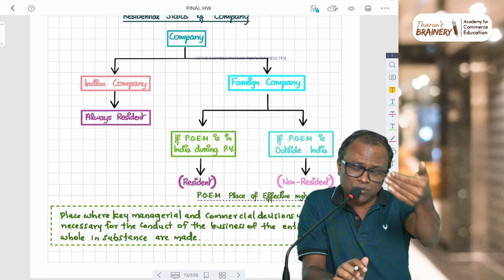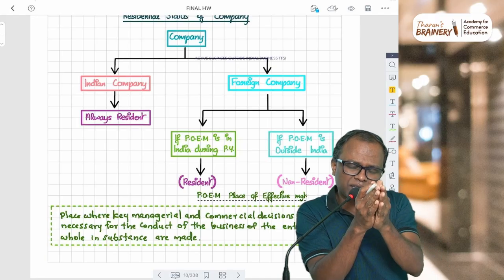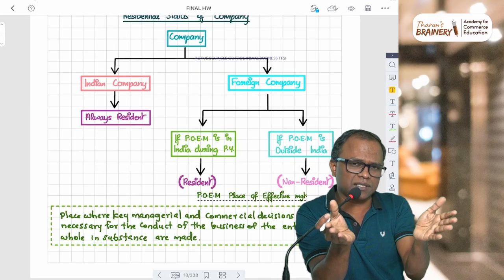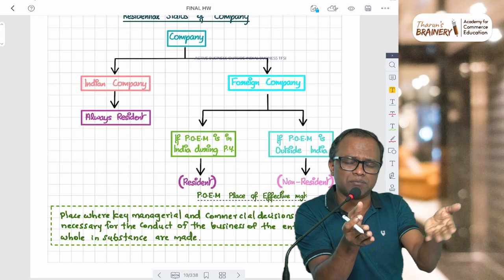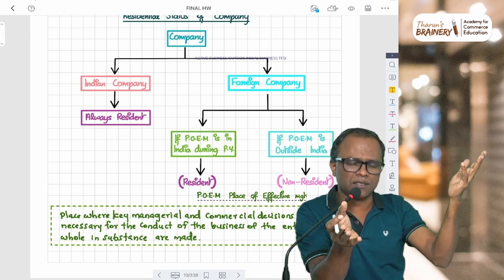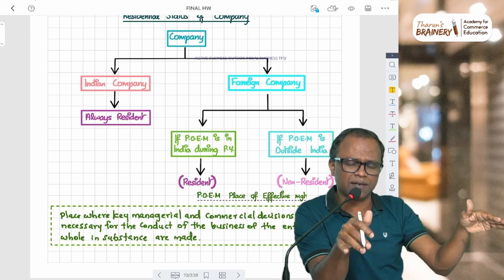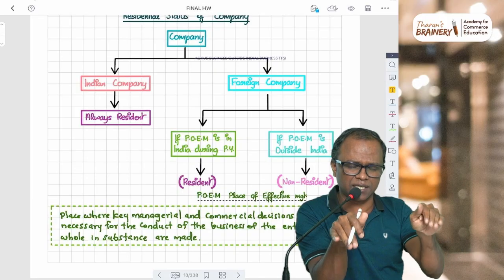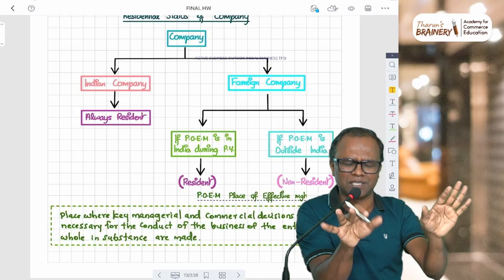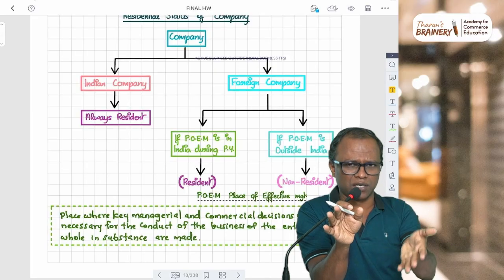So when it comes to a company, we can classify companies into Indian company and foreign company. Indian company means a company registered as per the Indian Companies Act 2013 or 1956, or prior to that, any law prevalent in India. If a company is registered in India as per that law, that is an Indian company. An Indian company is always resident, so further there is no test. You can go to the foreign company.